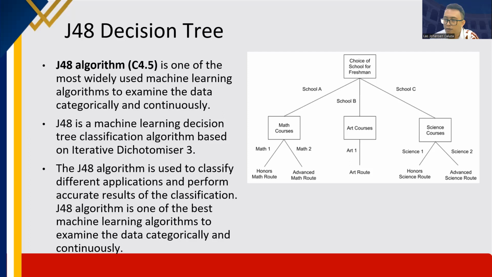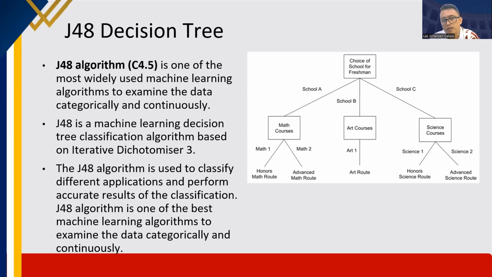And the C4.5 algorithm or J48 is mostly used among many fields for classifying data. For example, interpreting clinical data for the diagnosis of coronary heart disease, or classifying e-governance data, and many more. So the J48 algorithm is actually a machine learning decision tree classification algorithm based on the iterative dichotomizer tree or ID3. And the J48 algorithm is used to classify different applications and produces accurate results of the classifications.